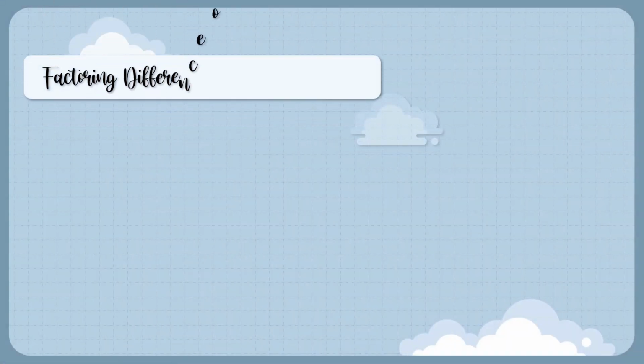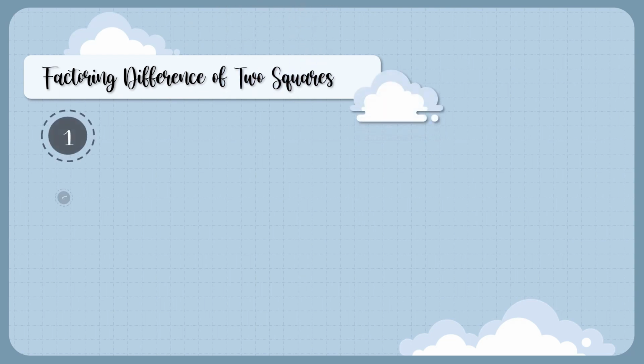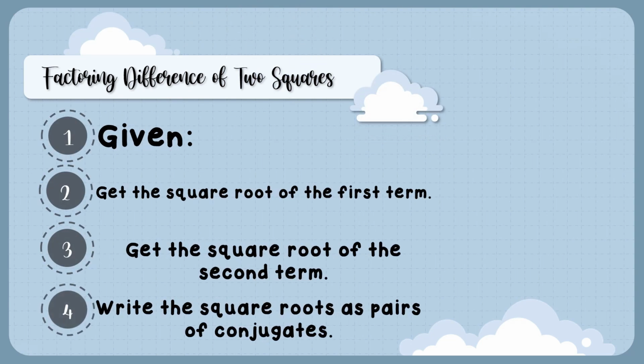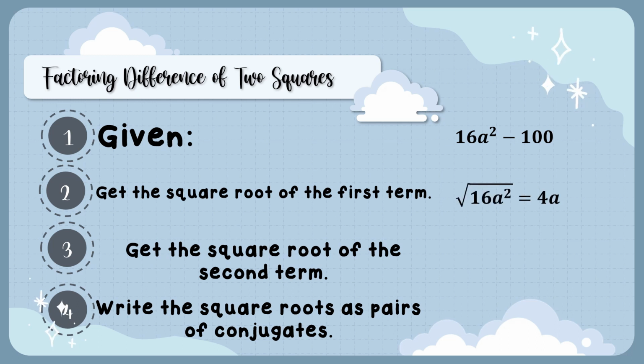Now let's have example number 2. Example number 2, we have here 16a squared minus 100. Again, the first step is to get the square root of the first term. Our first term in this example is 16a squared. And the square root of 16a squared is equal to 4a, because the square root of 16 is 4 and the square root of a squared is a.